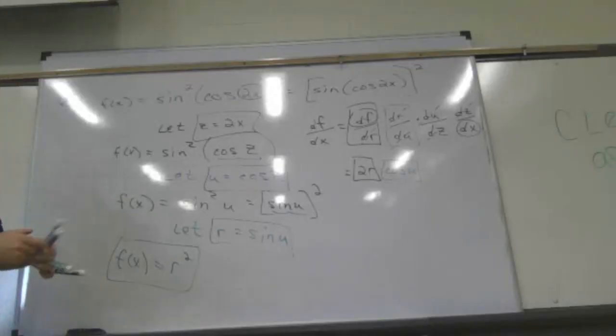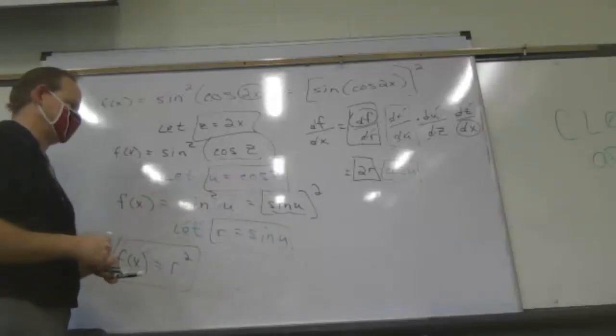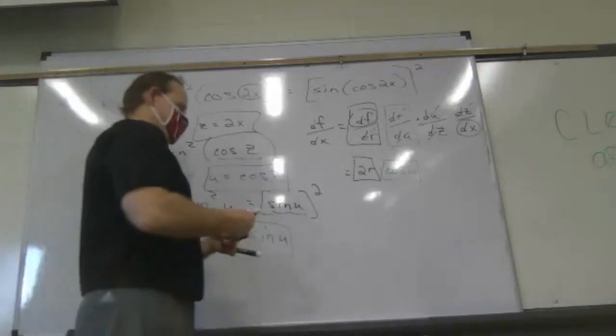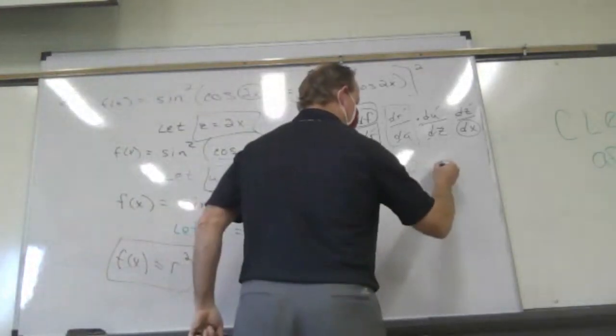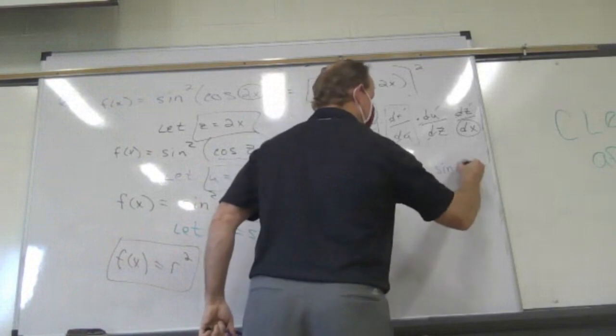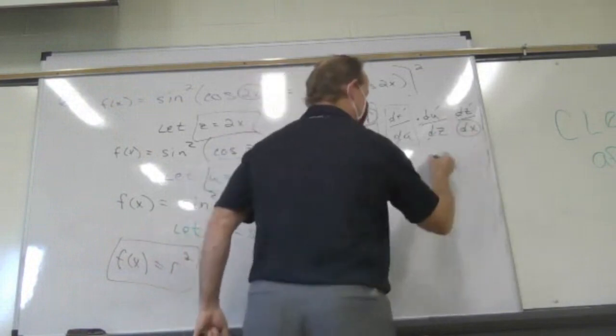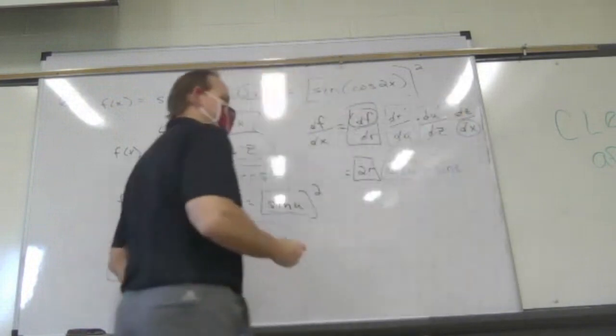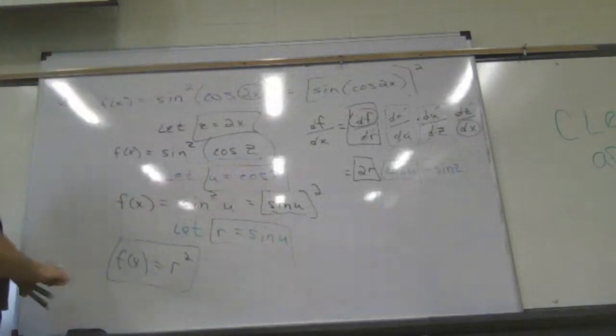And then times du/dz. Back to Jordan already. What's u? u is cosine of z, so what's the derivative of u with respect to z? Negative sine z. So the derivative of cosine z with respect to z is minus sine z. Everybody good?